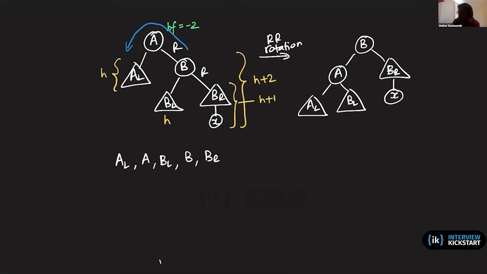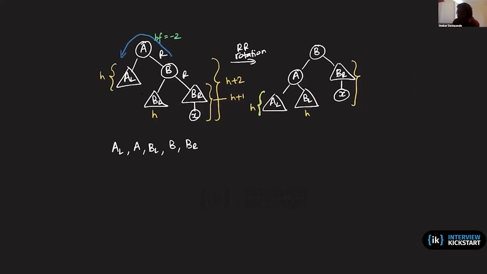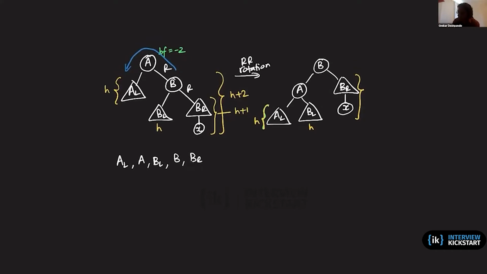What about the heights and the balance factors? So let's put down the heights again here. This height was H. B sub L is also H. That means the balance factor at A is 0. So A is good. This height is H plus 1. So the balance factor at B is also 0, because the left subtree has a height of H plus 1, the right subtree has a height of H plus 1. So balance factor is 0.